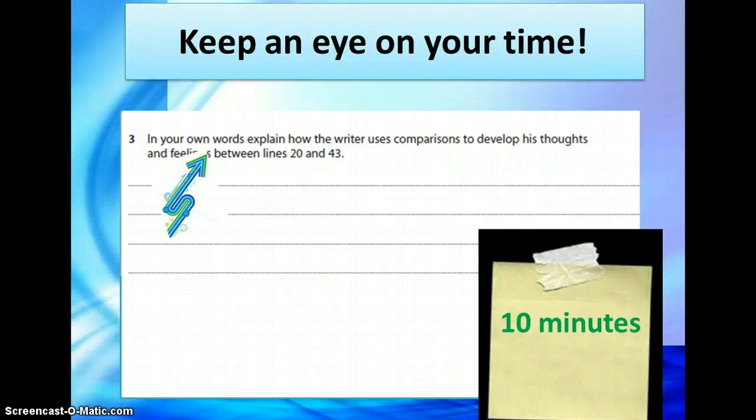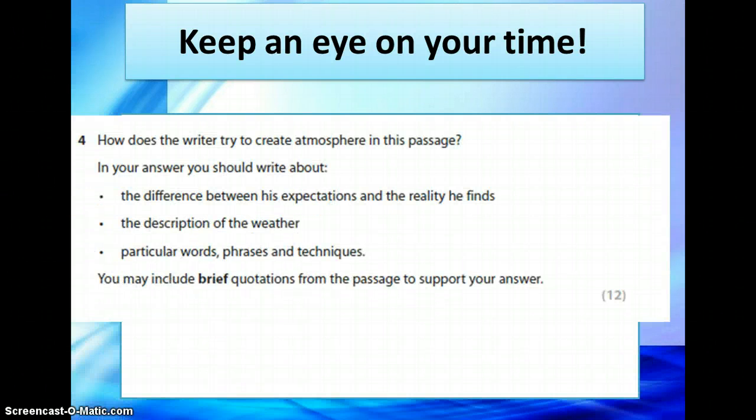Right, the big question on this section is the 12-mark question. How does the writer try to create atmosphere? Or it might ask you, well, who knows what it's going to ask you, but it's going to give you bullet points. Make sure that you follow those bullet points. If it doesn't give you bullet points, remember you're annotating it, you're looking, you're answering about language and structure.